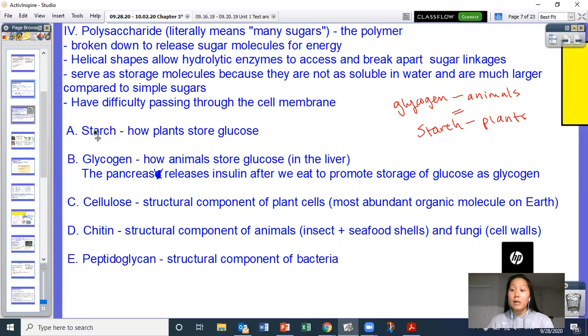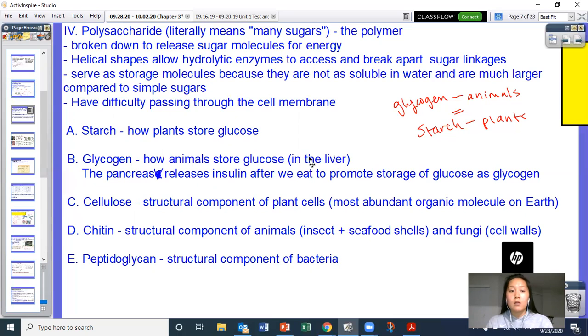If you eat pastas, breads, wheat products, those are all starch products. And again, they come from plants. You also have glycogen, which is the animal version of a starch. So it's how animals store glucose, right? So glucose is that single ring, again, of carbons.